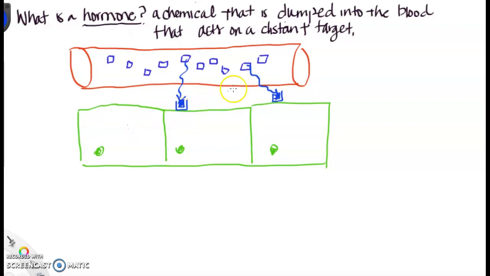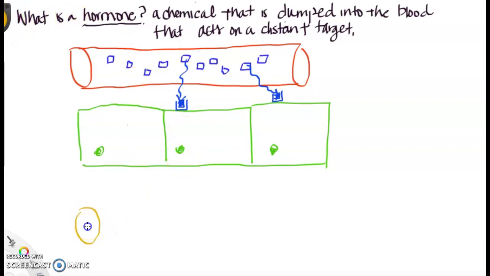So it's specific in that the hormone itself has to link to a receptor on the cell, so it will ignore a cell that doesn't have a receptor. So in that way, it's kind of specific, but it's general in that it will affect any cell that has a receptor for it.